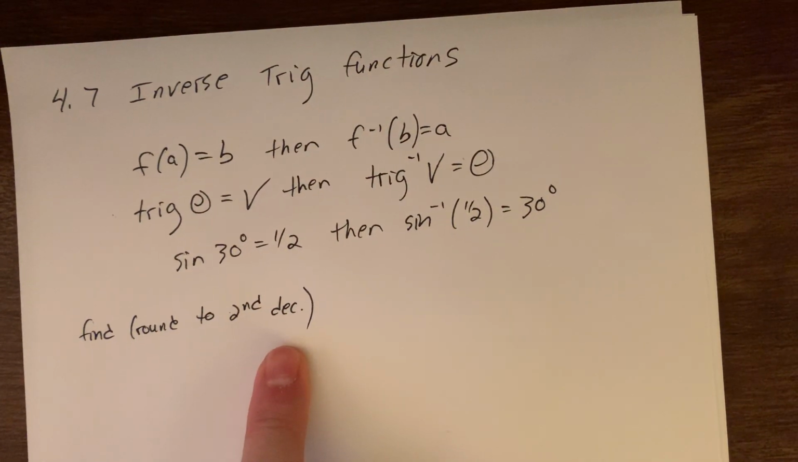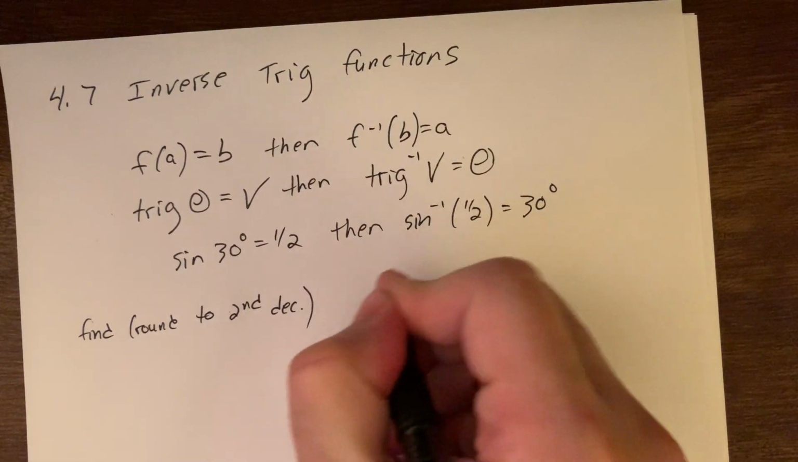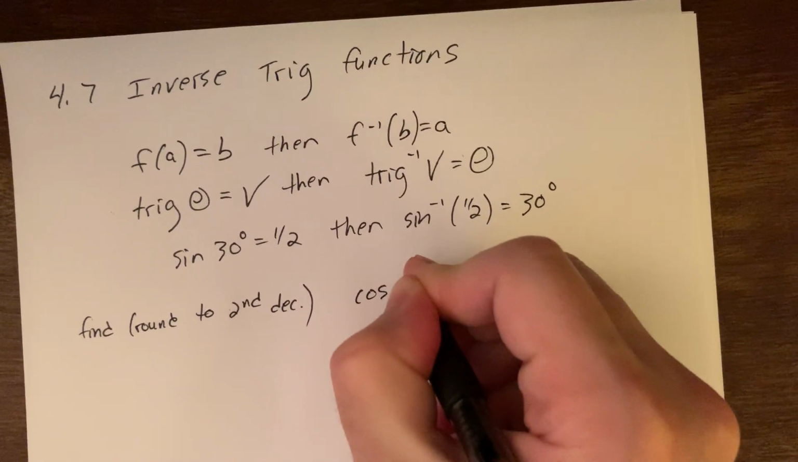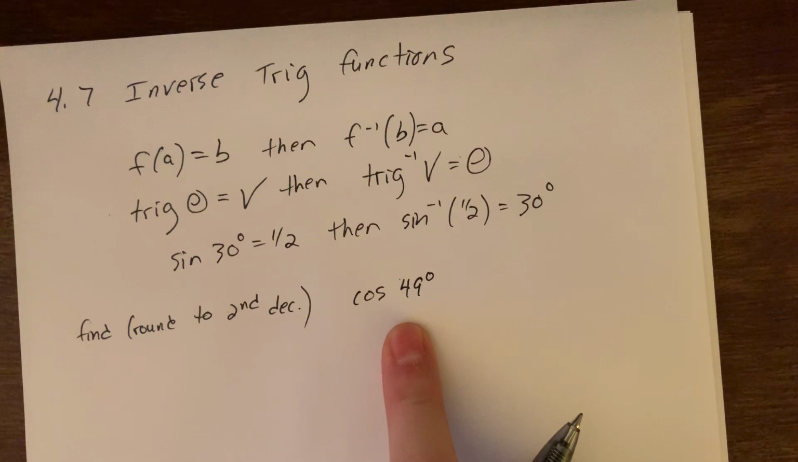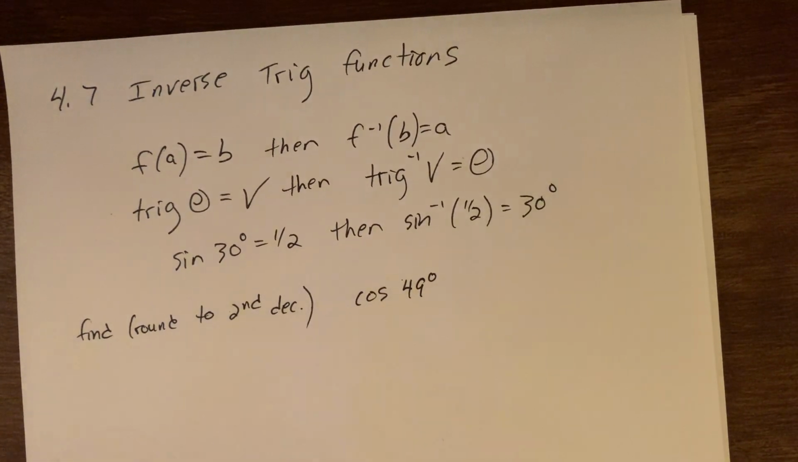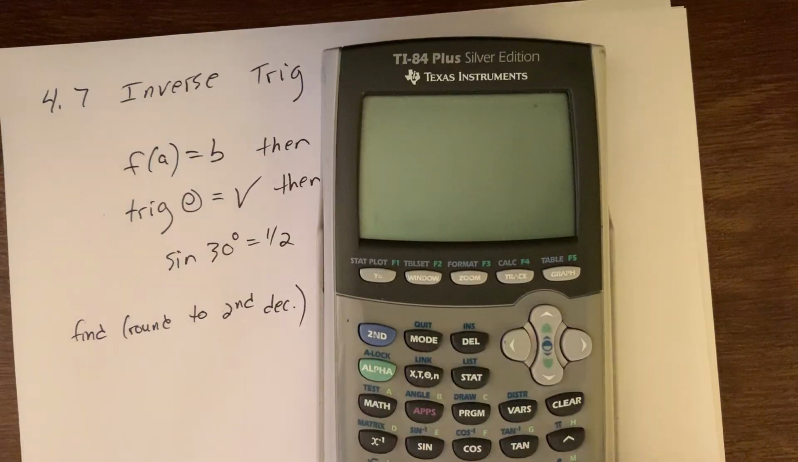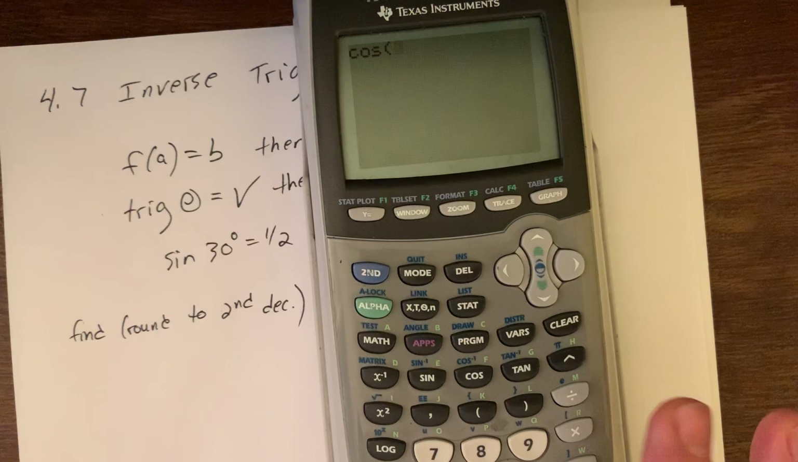Another reminder, rounding directions, that means we're going to need the calculator. So if I want to find whatever this answer is, let's do cosine of 49 degrees. Well, that's our standard trig button, right? We've got the angle, that's the regular trig function. So on our calculator, there's my cosine button. I would do cosine of 49.